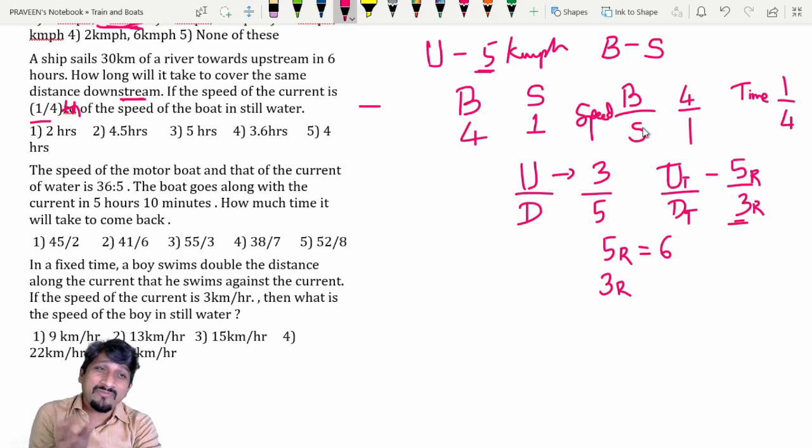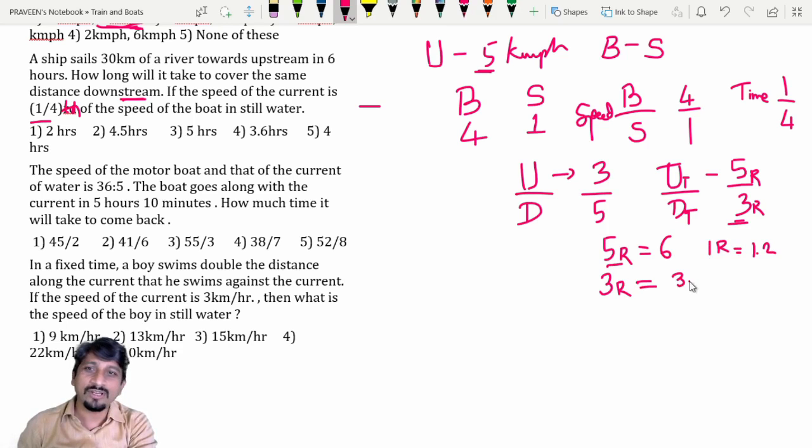Speed we are not able to find out because it is complicated. So what I did was I took it directly. I am not going to edit this part because I want to show how we think as well. So therefore, 5 ratio is equal to 6 means 3 ratio is equal to how much? So this we can find out, 1 ratio is equal to 1.2. So 3 ratio is equal to 3.6. So the answer will be 3.6 hours.